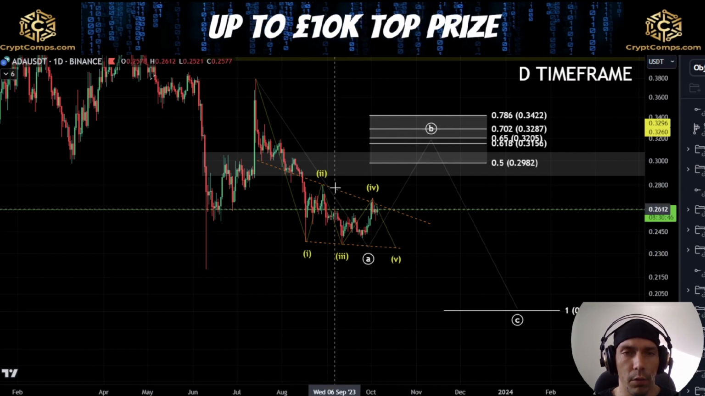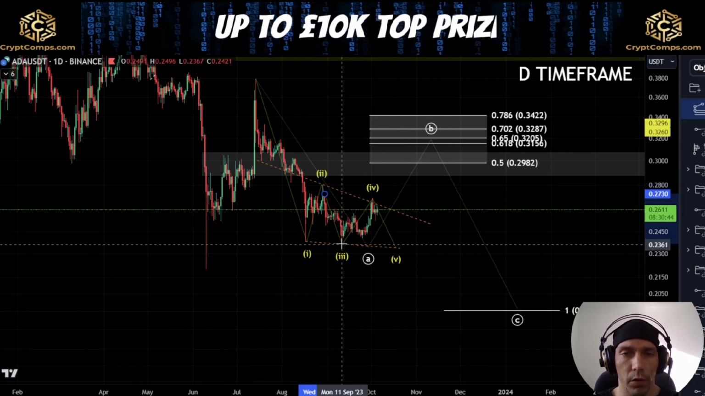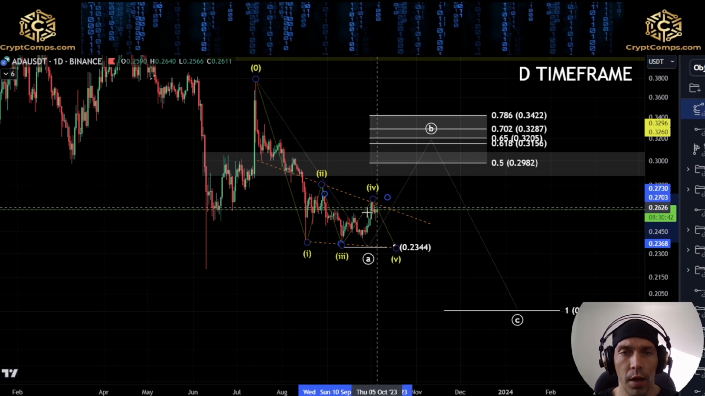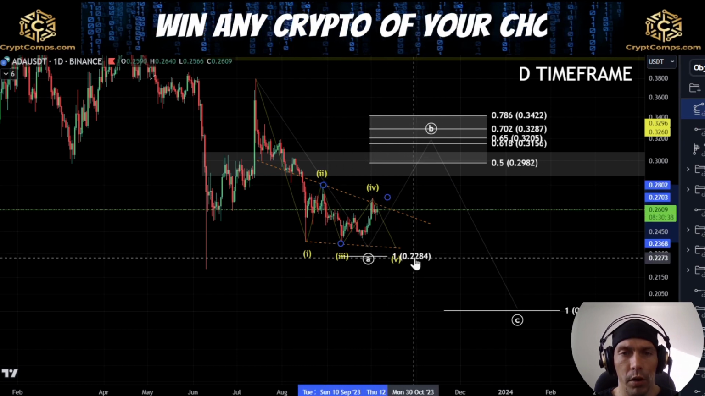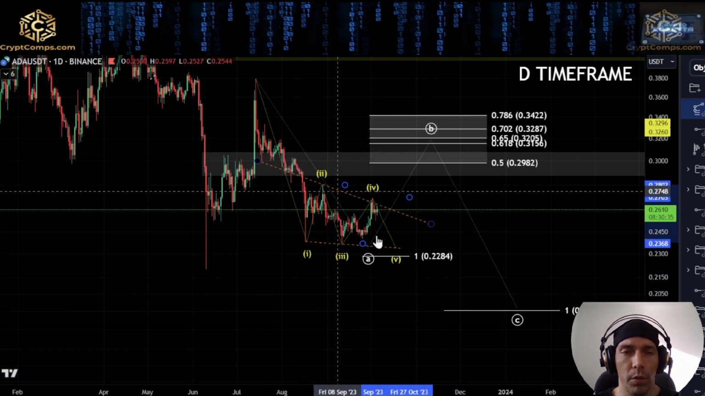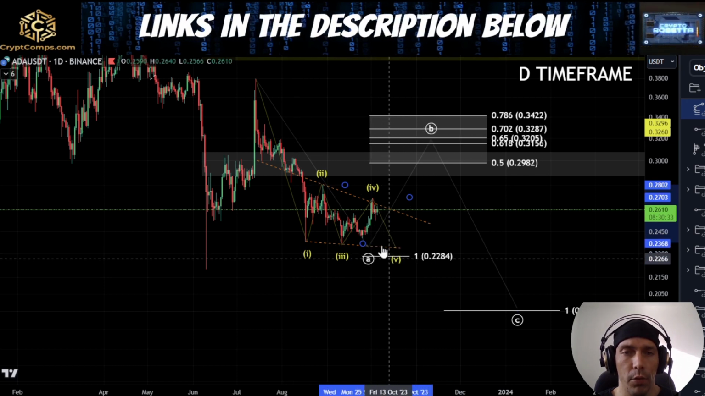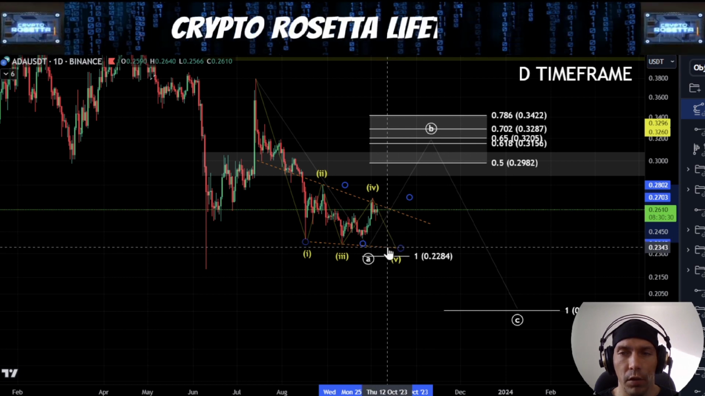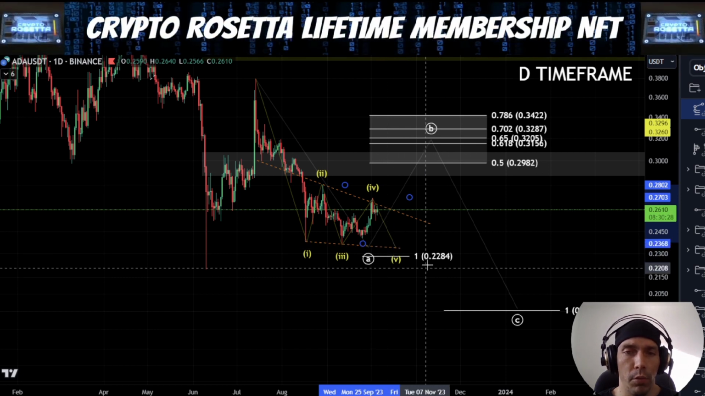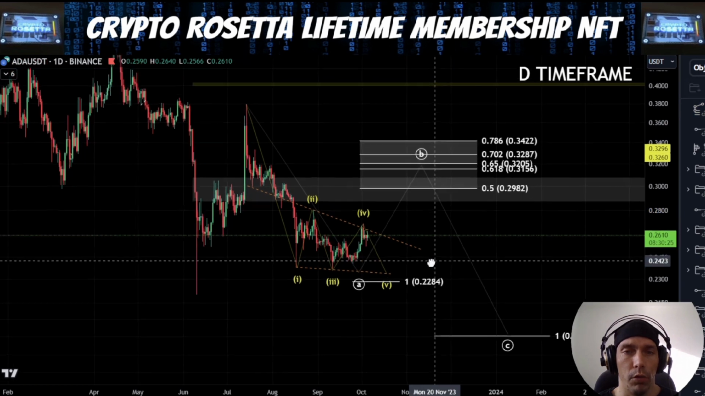Once again, this 3-wave move to the downside, if this is going to be a diagonal pattern, cannot move past this point of this 22 cent 84. So this would be quite an interesting zone to keep an eye on. If we do see price looking to push down, we do have this trend line which could potentially offer us support at 23.43, which would mean that we wouldn't cross this 1-to-1 level.